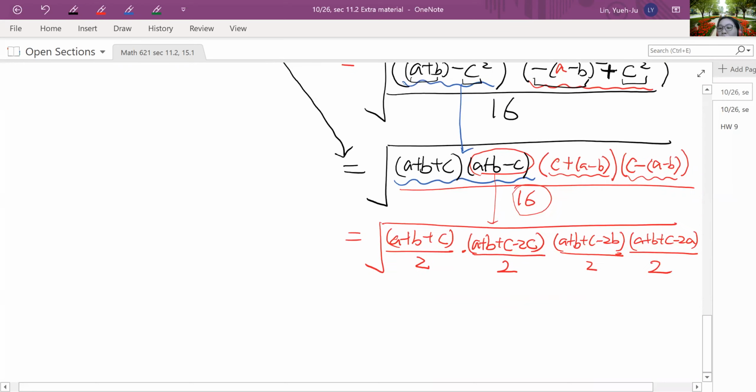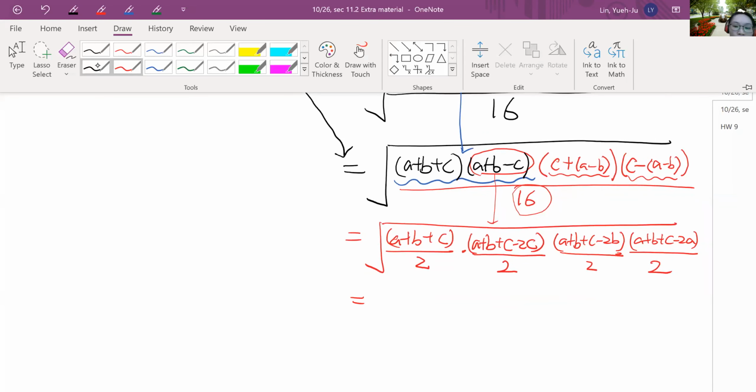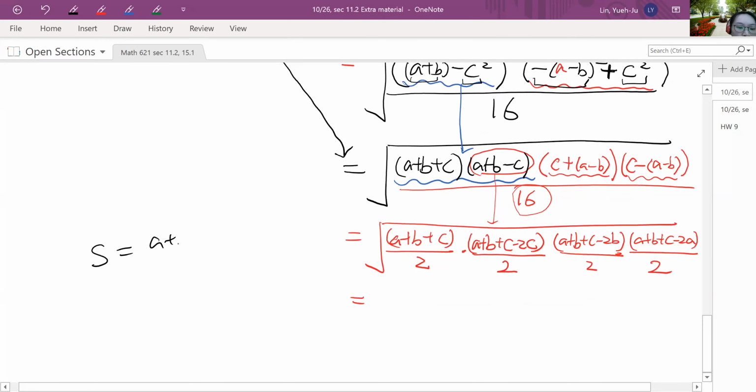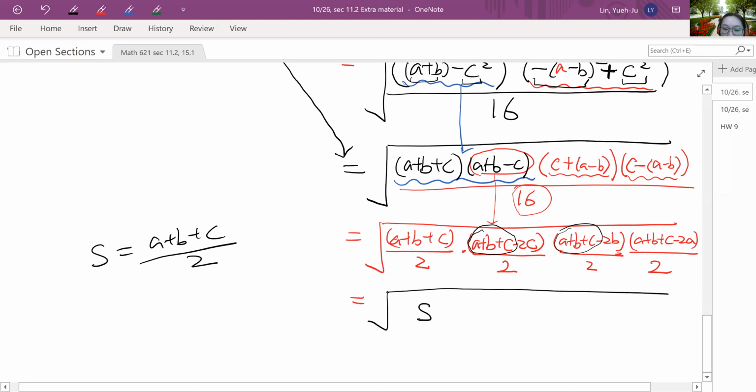The reason I need to do that is because I need to see the S over there. Remember, S is what we call the half of the sum. So if I want to come up with this thing, I can use the sum. If you plug in the notation, this is exactly S times S minus a times S minus b times S minus c. That's how we prove it.